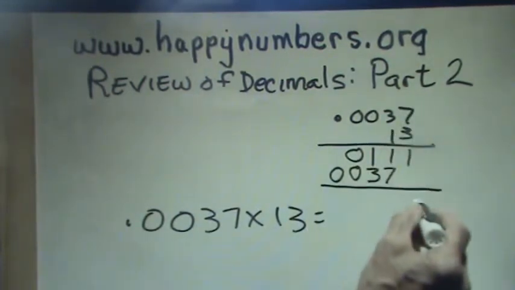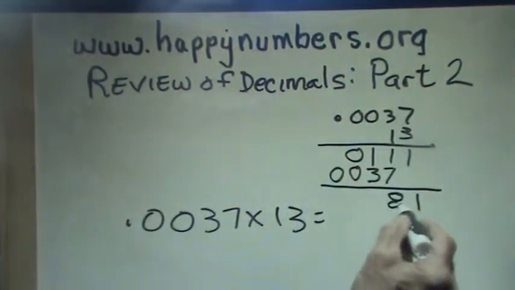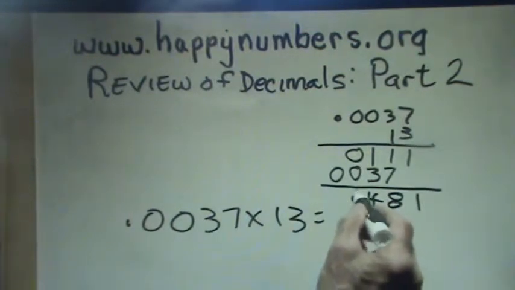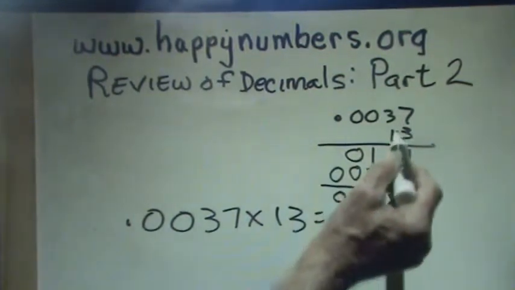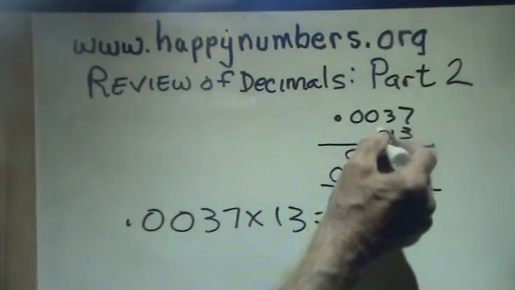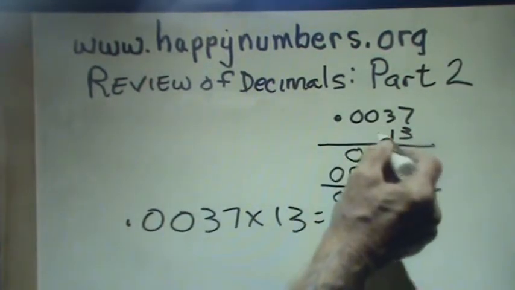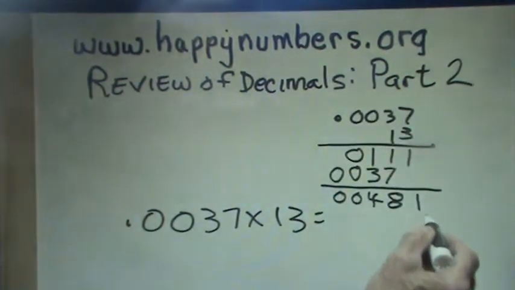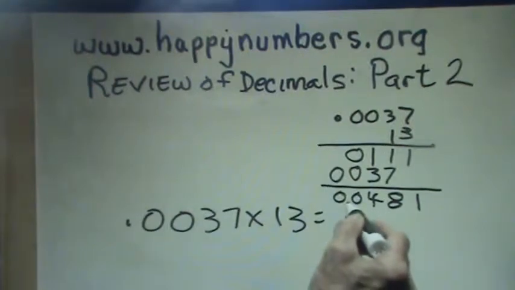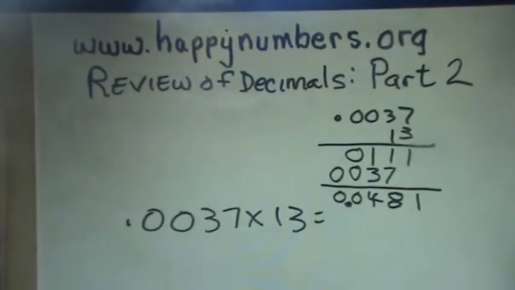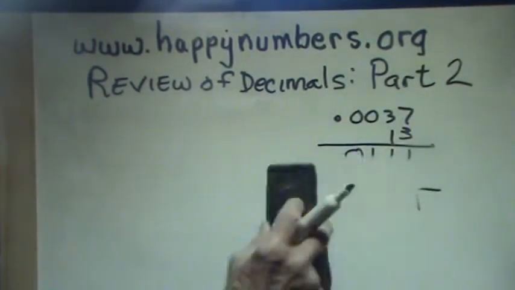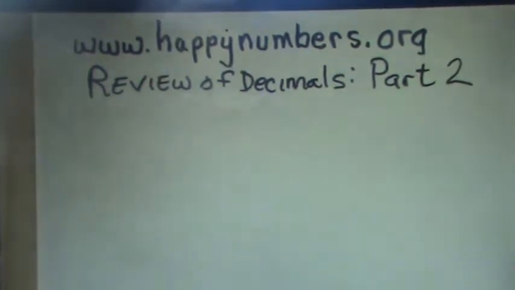Now I add: 1, 8, 4, 0, 0. Count my decimal places. 1, 2, 3, 4. None here, so it's a total of 4. 1, 2, 3, 4. And that's our answer. Excellent. Let's try the next set of problems here.